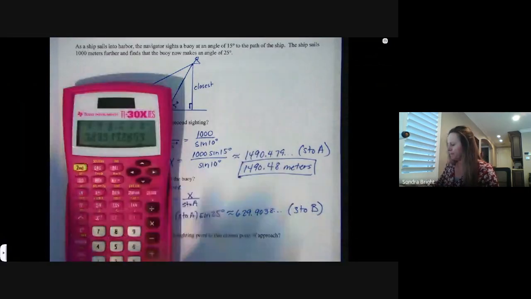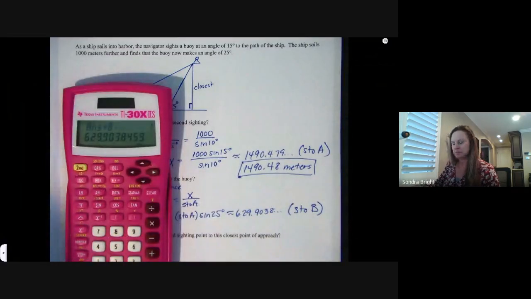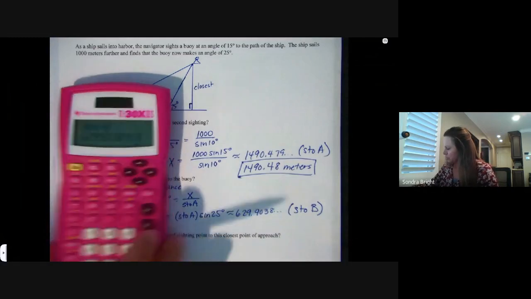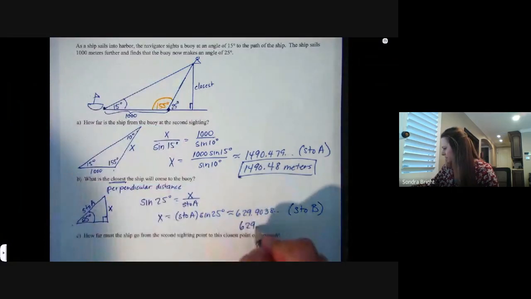All right, it's stored. So my answer for part B would be 629.90 meters if I'm rounding to the tenth spot.